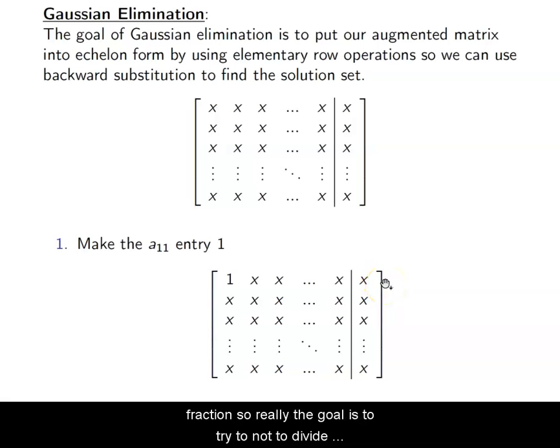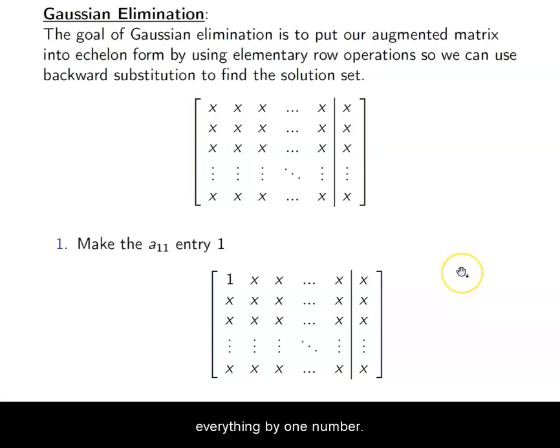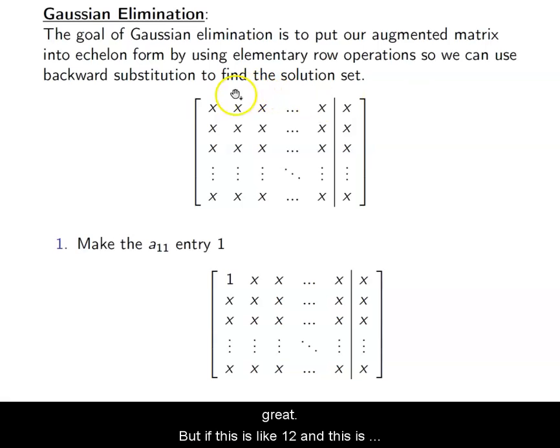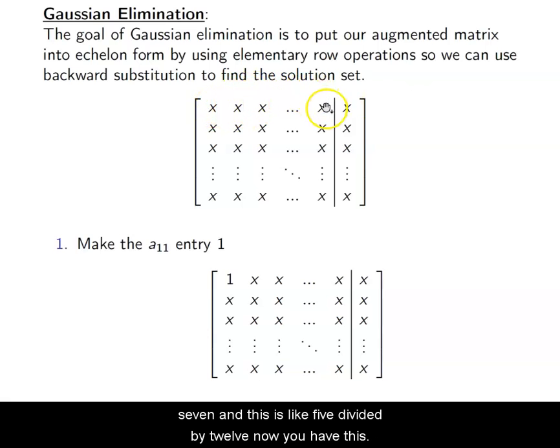So really the goal is to try not to divide the whole row by a number if you can, unless, for instance, everything is a multiple of 2. Yeah, divide everything by 2. That's great. Okay, but if this is like 12 and this is 7 and this is like 5, you divide by 12, now you have a whole bunch of ugly fractions, and as you continue to do your work, you'll end up with fractions everywhere, and it's a big pain. So try not to introduce fractions at all if possible, and if you do have to introduce them, try not to do it until the very last couple of steps.